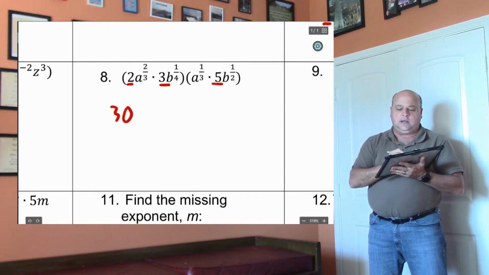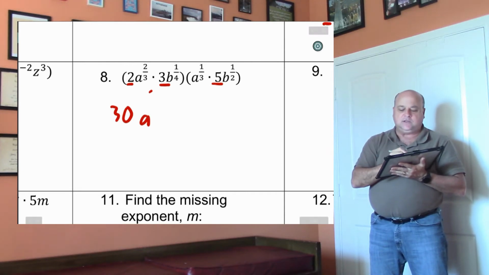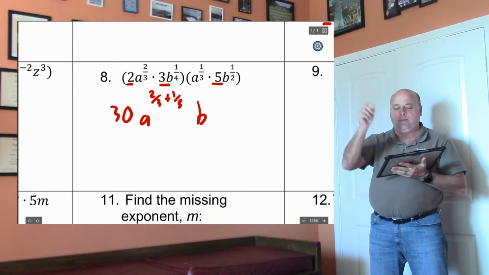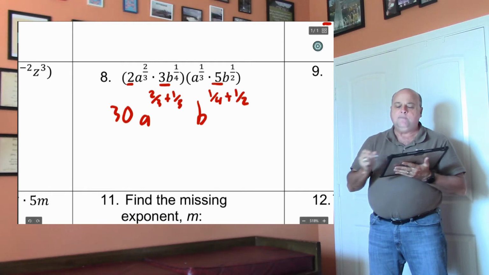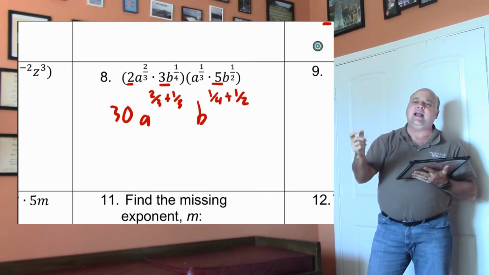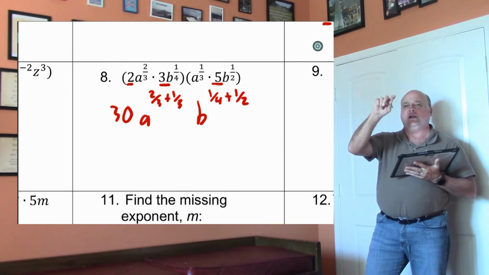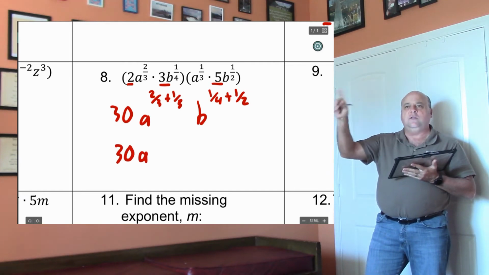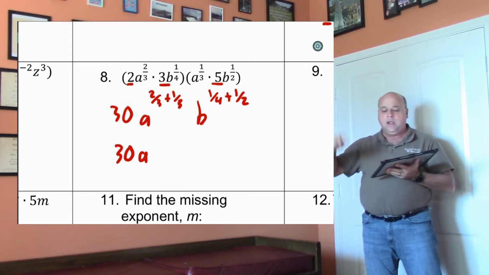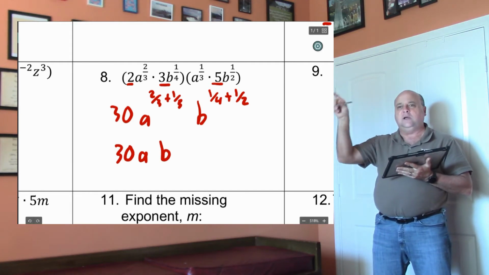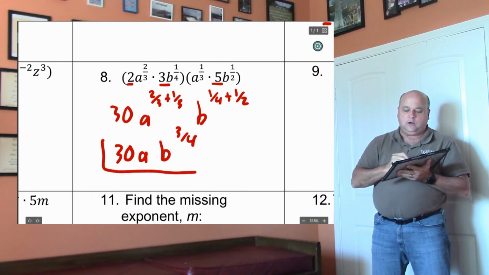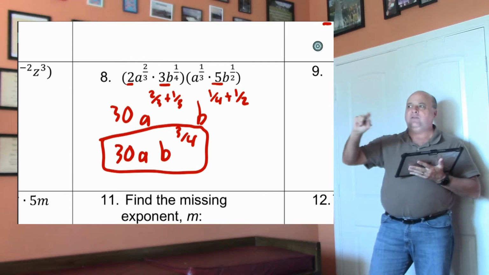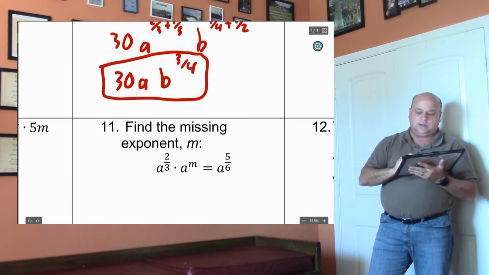My letters alphabetically are A, and then I'm going to add up the exponents. So I have 2/3 plus 1/3. My next letter alphabetically is B, and my exponents are 1/4 plus 1/2. Now I'm going to write it down and add them up. If you can't add those fractions, punch them in the calculator. Hit Control Divide and type in the fractions. So we have 30A, 2/3 plus 1/3 is 1, and I don't put the 1 exponent. Then I put my B down. 1/4 plus 1/2 is 3/4. This right here would be my answer. That is not that difficult. So multiply the big numbers, write the letters in alphabetical order, and add up the exponents.